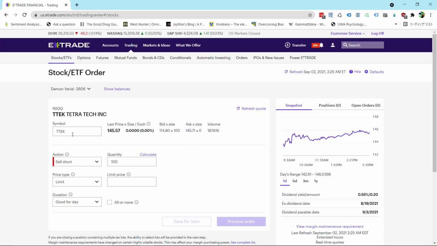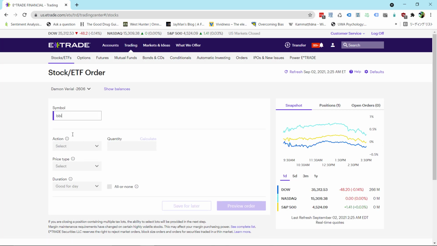Now, this is actually maybe too illiquid for me. Let's switch to, I don't know, let's switch to a meme stock.